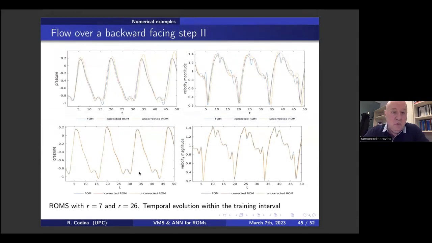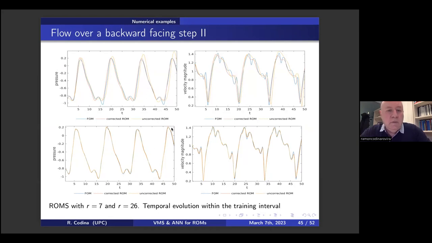So this is the evolution. On the top, you see the results for r equals 7. On the bottom, you see the results for r equals 26. On the left, you see the pressure evolution, and on the right, you see the evolution of the velocity magnitude. These results correspond to the temporal evolution within the training interval. That means that we had snapshots between 0 and 50 time units, and we are computing the solution at different time steps using the correction that we have introduced or not.